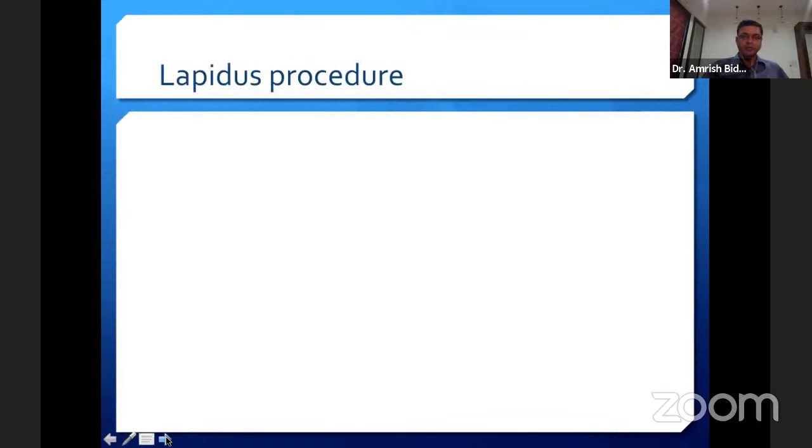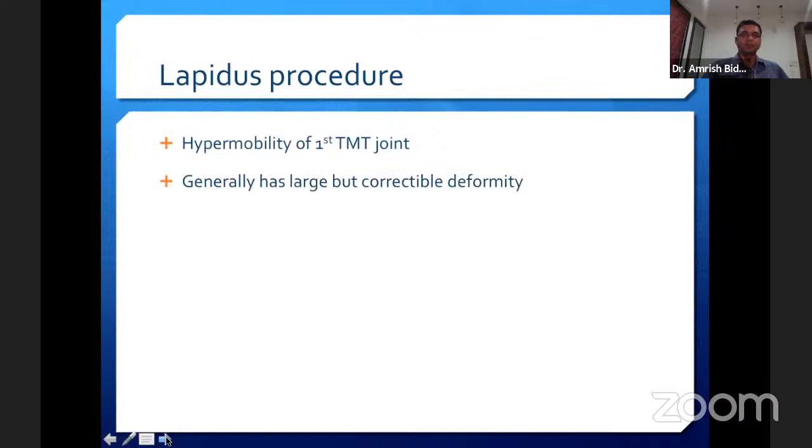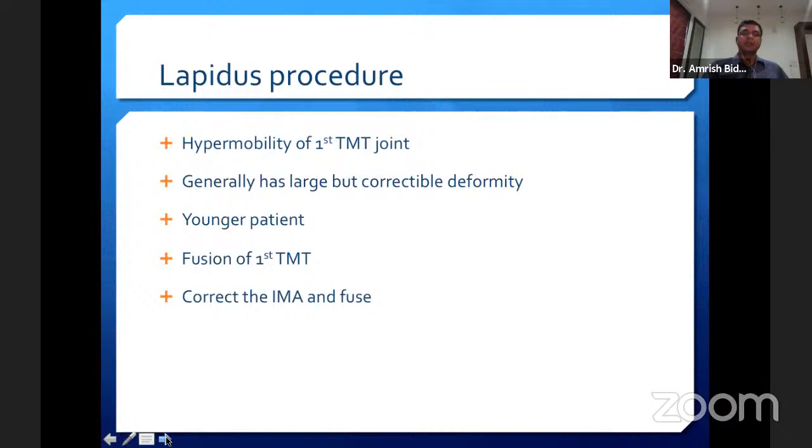The next surgery is a Lapidus procedure. This is one that you use if there is hypermobility of the first TMT joint. This is generally there when there is a large but correctable deformity, and it generally happens in younger patients. What you do is you fuse the first TMT joint. The hypermobility is happening at the tarsometatarsal joint, and you correct the intermetatarsal angle and fuse it.